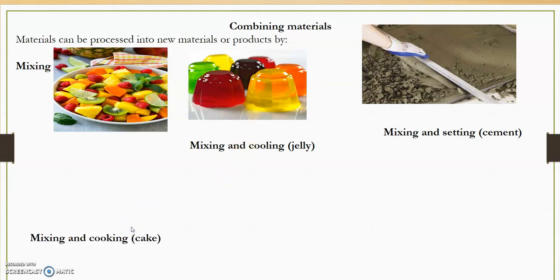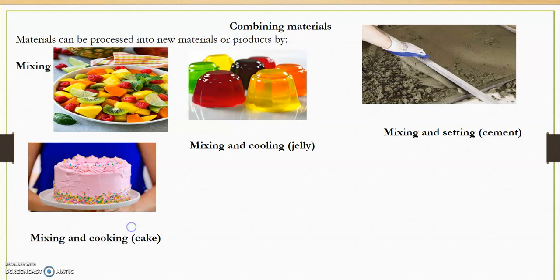Then we've got mixing and cooking. This is what happens most of the times in the kitchen. So you mix your ingredients, then you cook them, and then you have an outcome like that. And then at times you need to mix, dry, and fire.